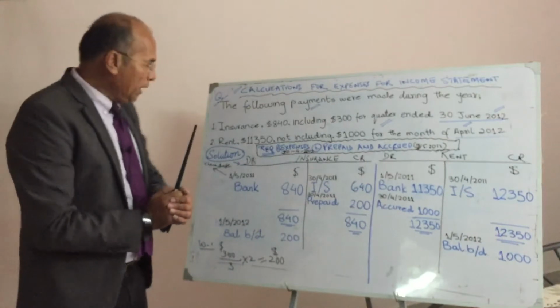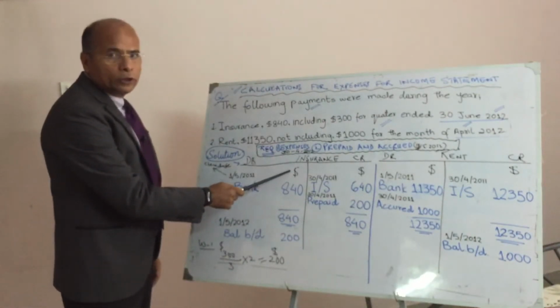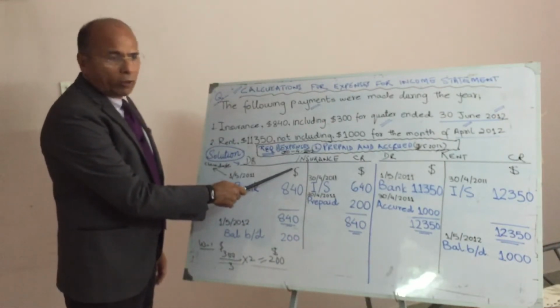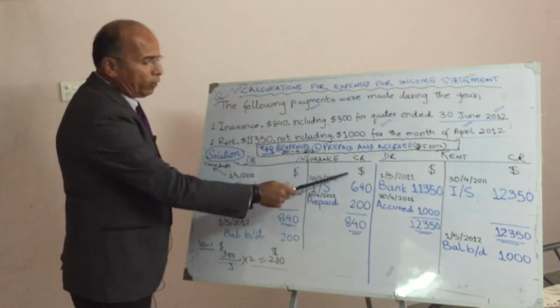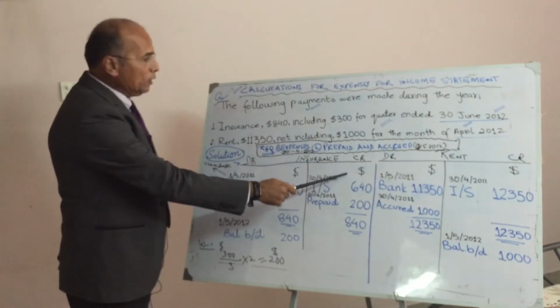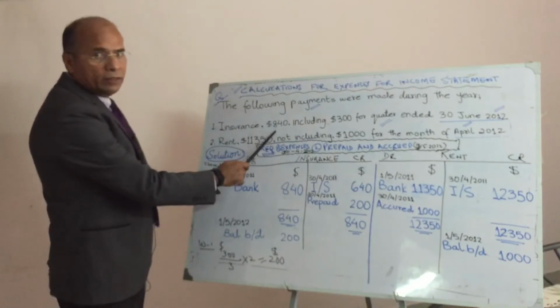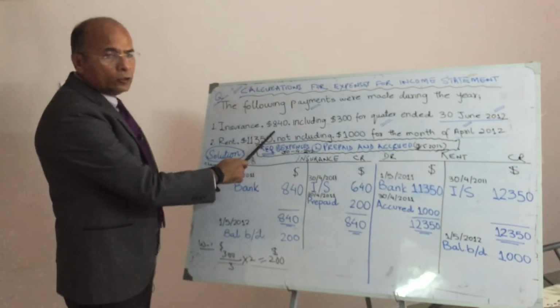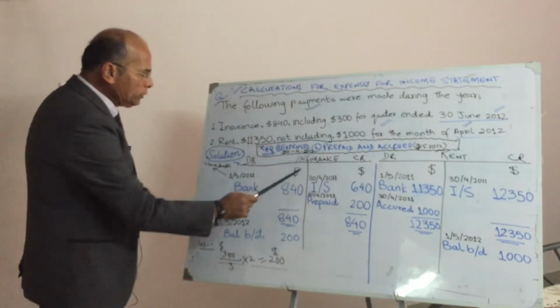So now what I am doing? I am writing here CU, currency unit. Here the currency unit is dollar, on the debit side as well as on the credit side. So when I made the payment of insurance, which was 840 during the year, my double entry was insurance account debit.